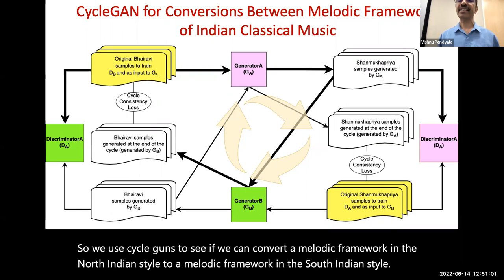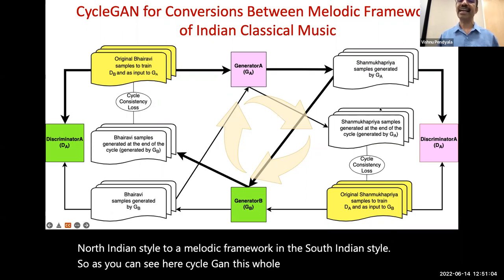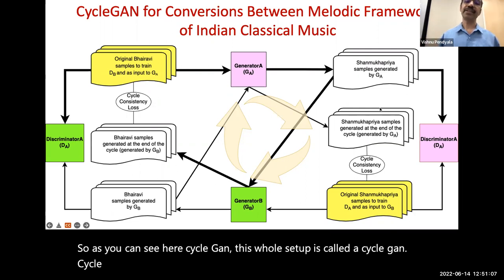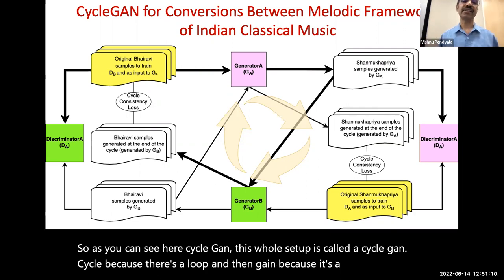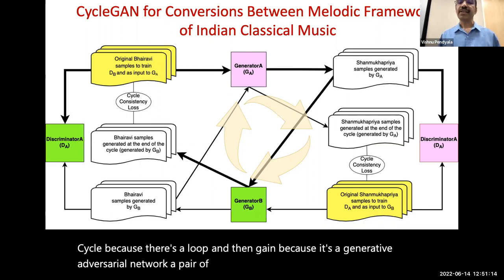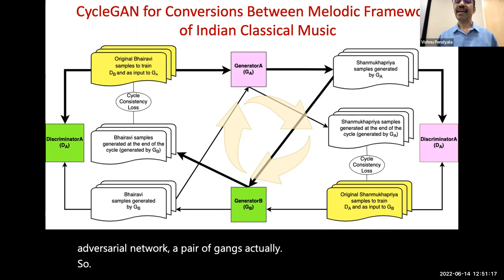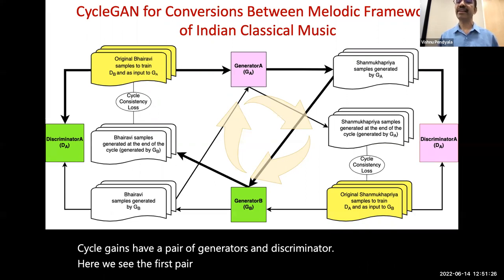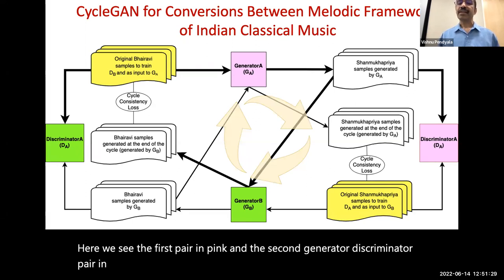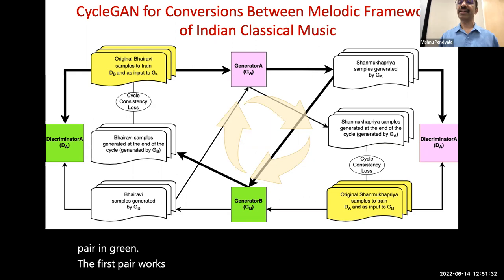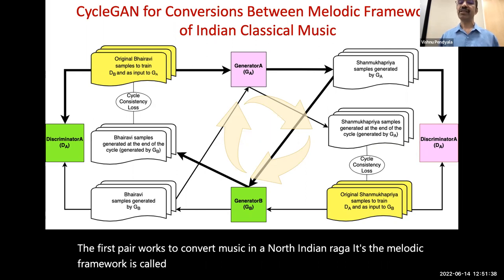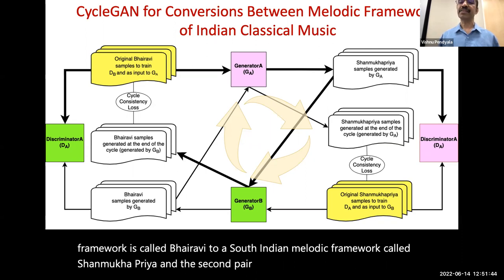As you can see here, this whole setup is called a CycleGAN. Cycle because there's a loop, and GAN because it's a generative adversarial network, a pair of GANs actually. So CycleGANs have a pair of generators and discriminators. Here we see the first pair in pink and the second generator-discriminator pair in green. The first pair works to convert music in a North Indian raga, the melodic framework called Bhairavi, to a South Indian melodic framework called Shanmukha Priya. And the second pair does the opposite.